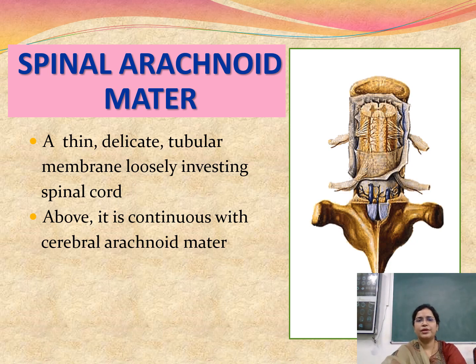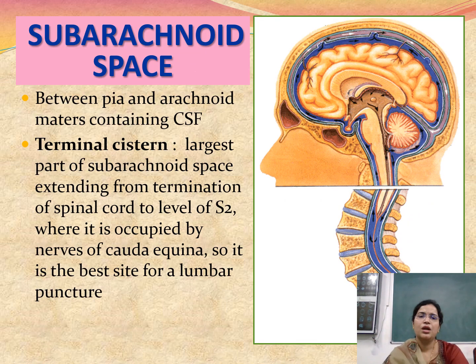Spinal arachnoid mater is a thin delicate tubular membrane loosely investing the spinal cord. Above, it is continuous with the cerebral arachnoid mater. Now, what is the subarachnoid space? It lies between the pia and the arachnoid mater, and it contains the cerebrospinal fluid.